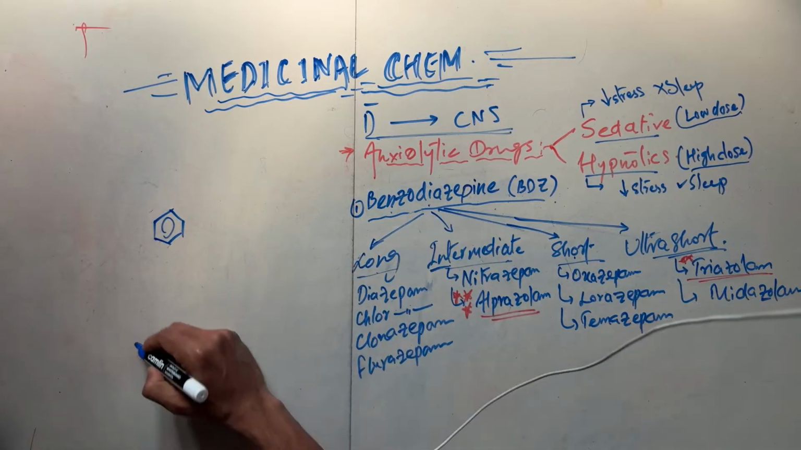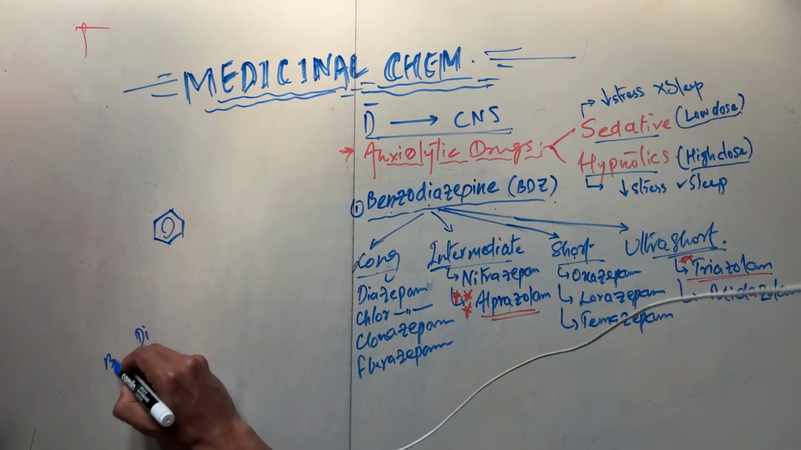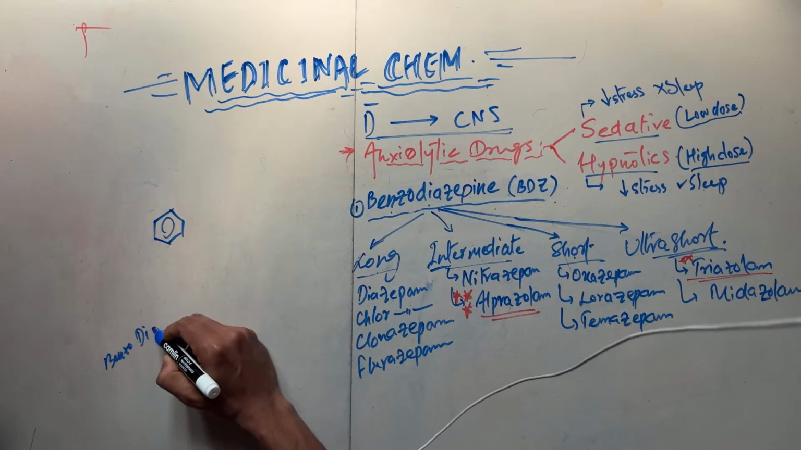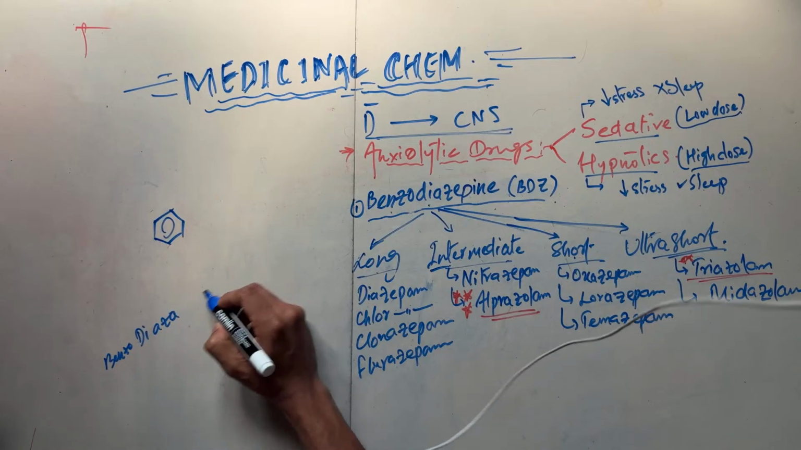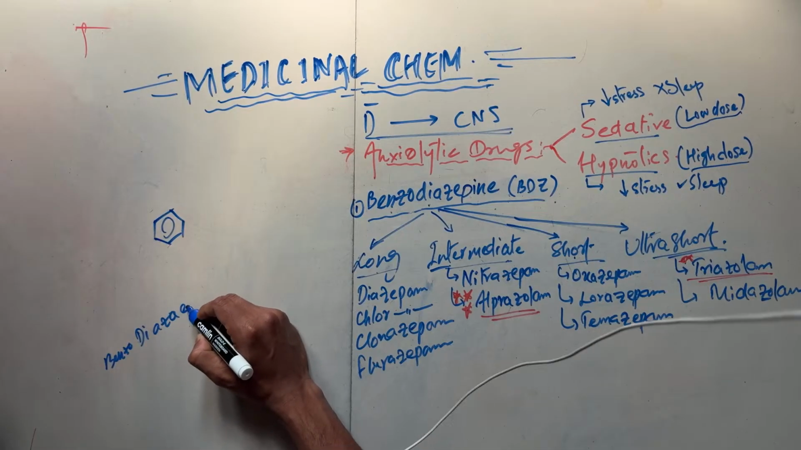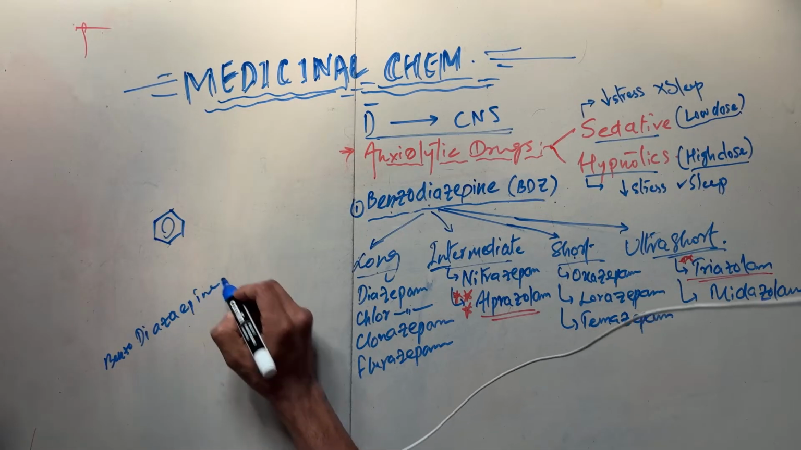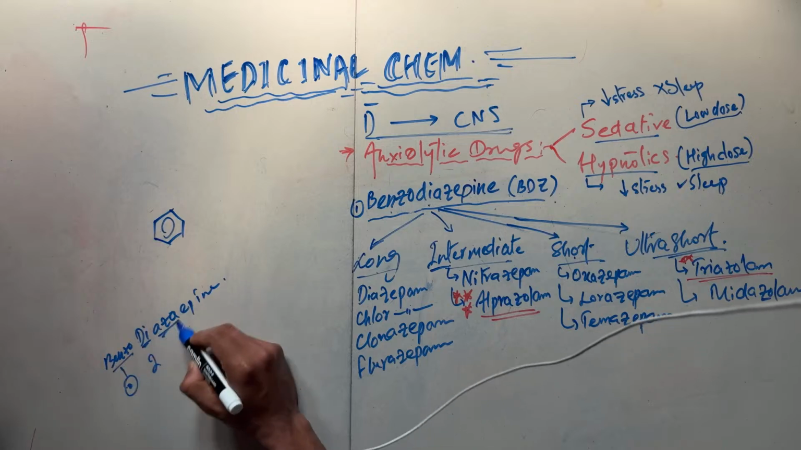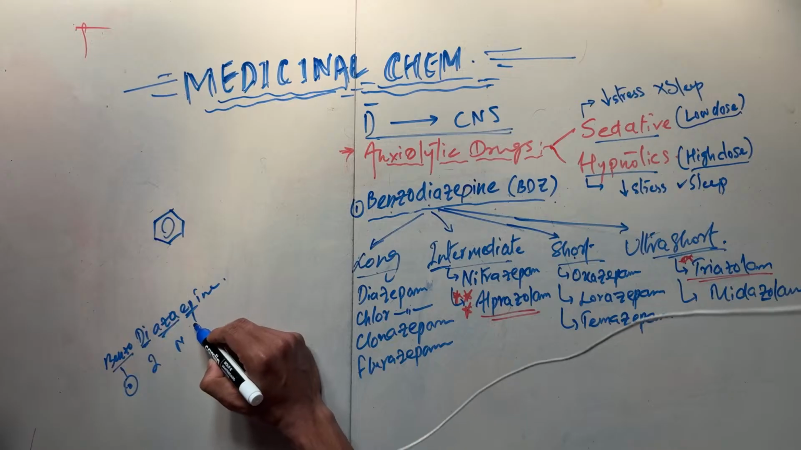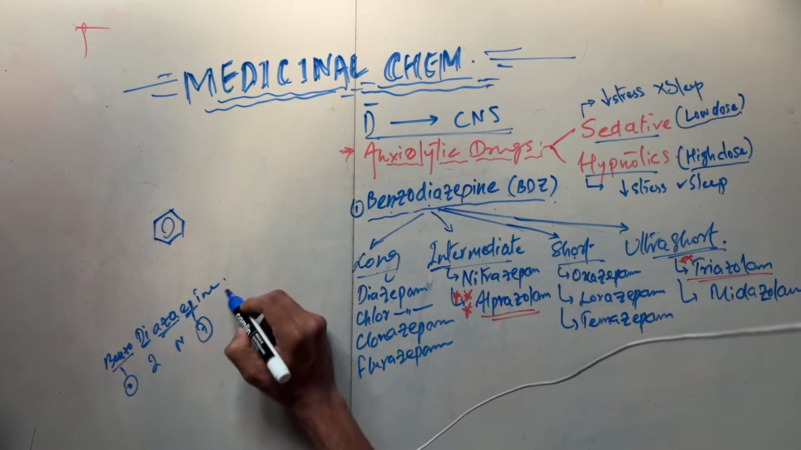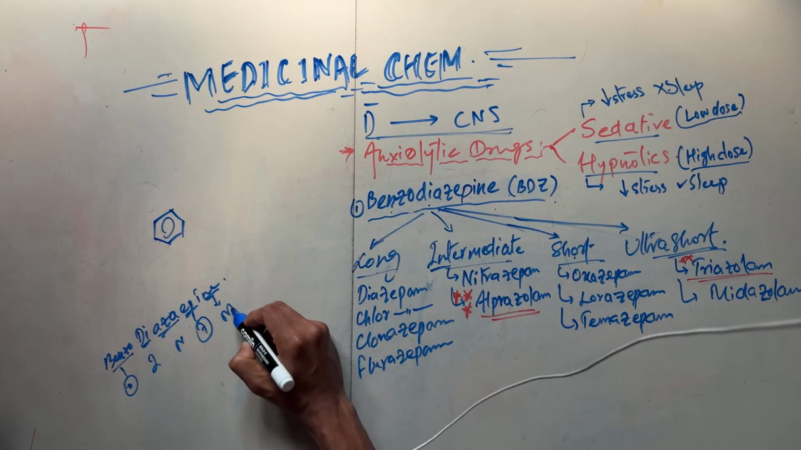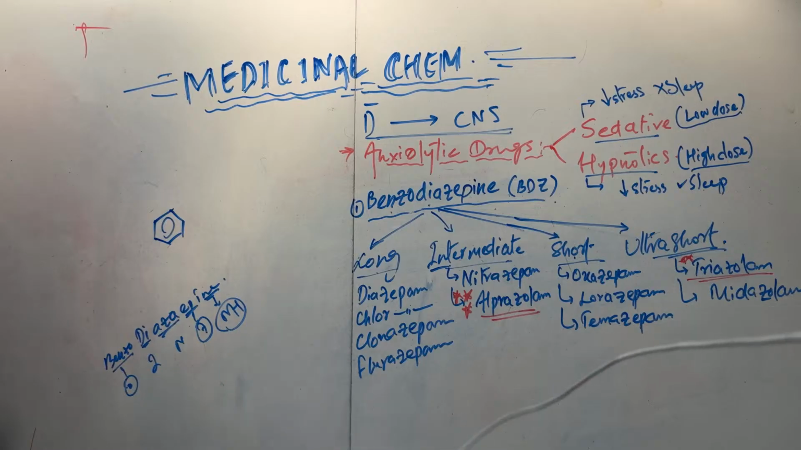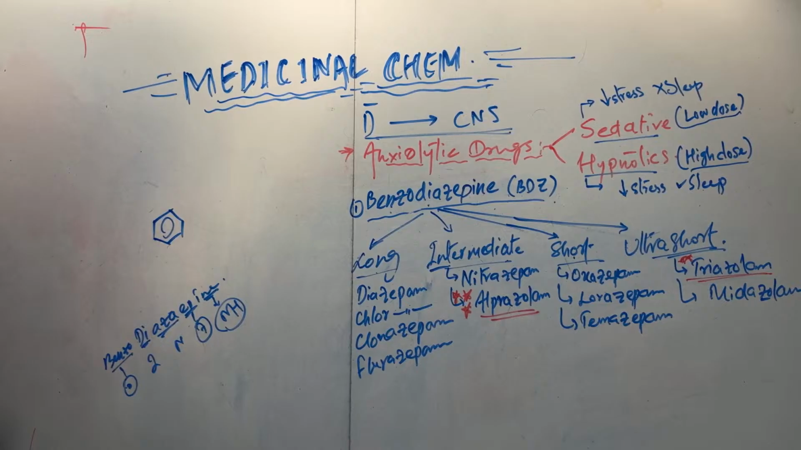Diaza. Okay, benzo, diaza, pines. Pines means epine. So benzo means benzene ring, di means 2, aza means nitrogen, ep means 7-membered structure, right? Ine means there will be an NH or NH2 or some amine group. So the name itself is telling you the structure exactly.